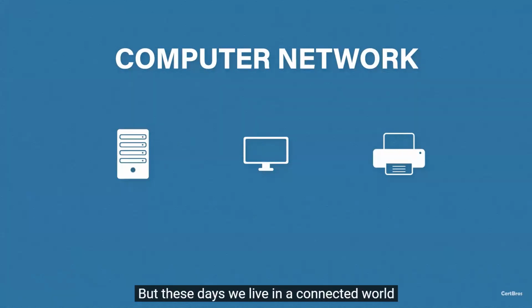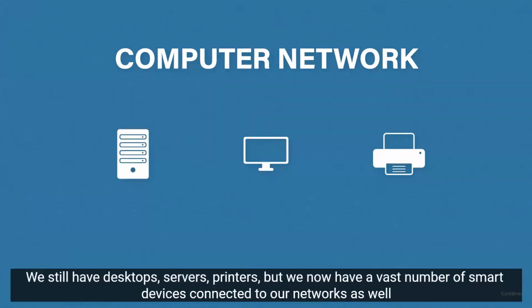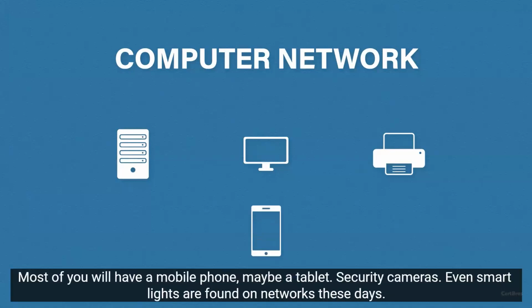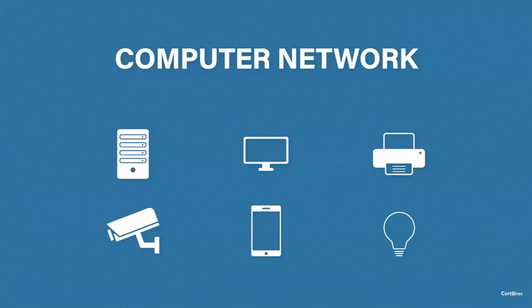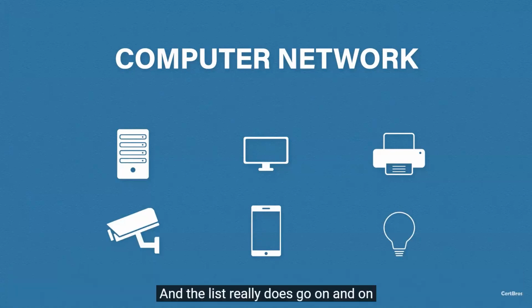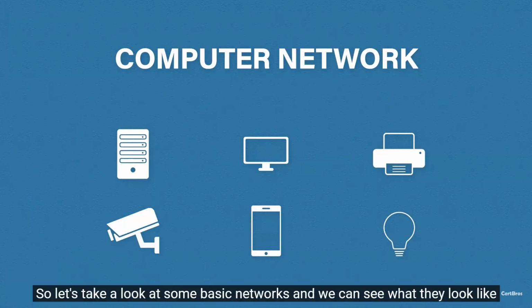But these days we live in a connected world. We still have desktops, servers, printers, but we now have a vast number of smart devices connected to our networks as well. Most of you will have a mobile phone, maybe a tablet, security cameras, even smart lights are found on networks these days. And the list really does go on and on. So let's take a look at some basic networks and we can see what they look like.